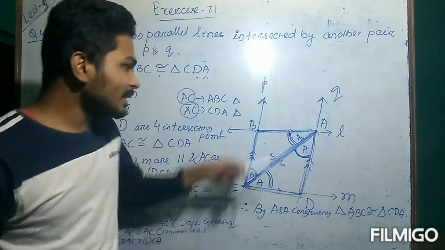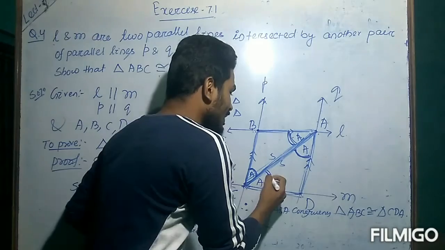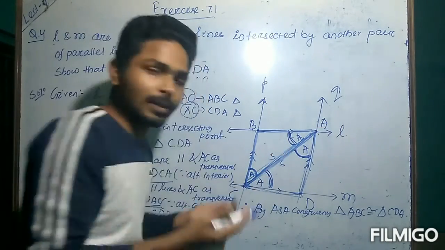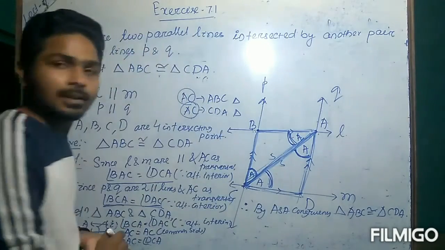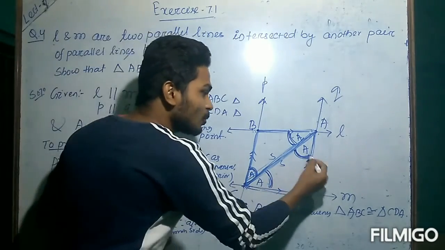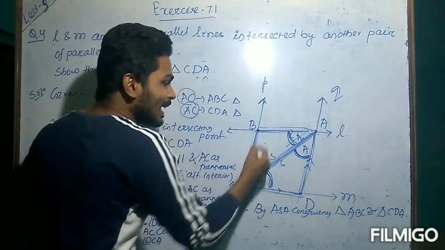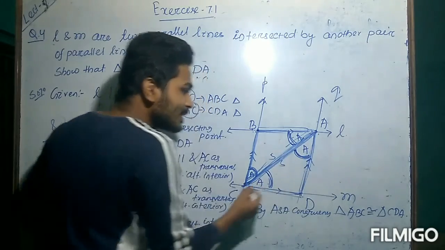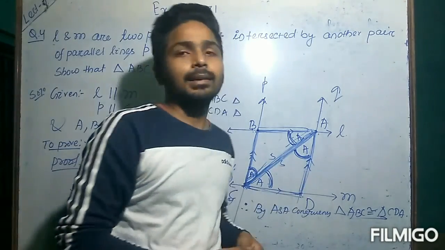So initially it is given that this line and this line are parallel. So you can write this angle is equal to this angle, because with a transversal line these two angles are alternate angles. Similarly, secondly, this line and this line are parallel, so with this as a transversal, this angle and this angle will be equal as they are alternate. Now, in triangle ABC, this is a side, which is also a common side to triangle CDA. So by ASA congruency, these two triangles will be congruent. Understood?